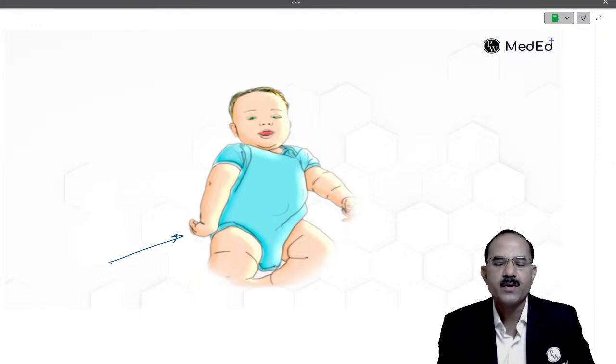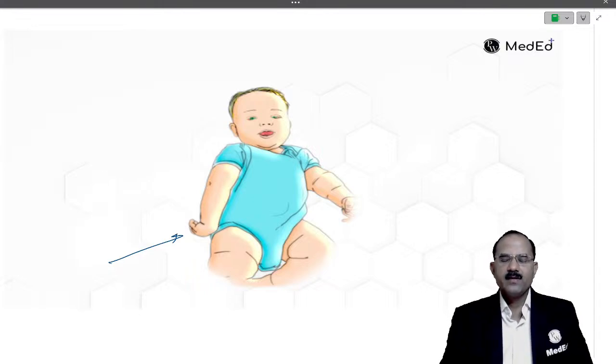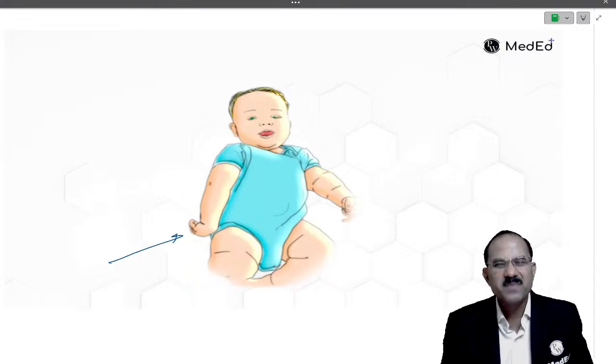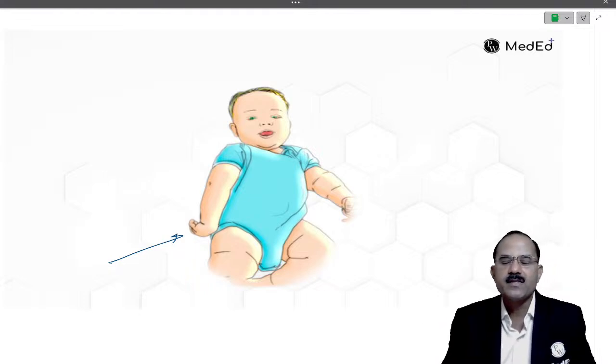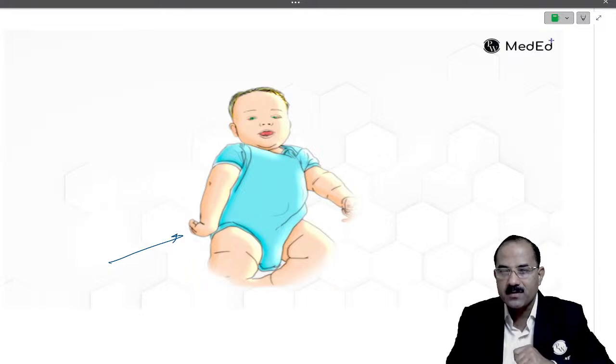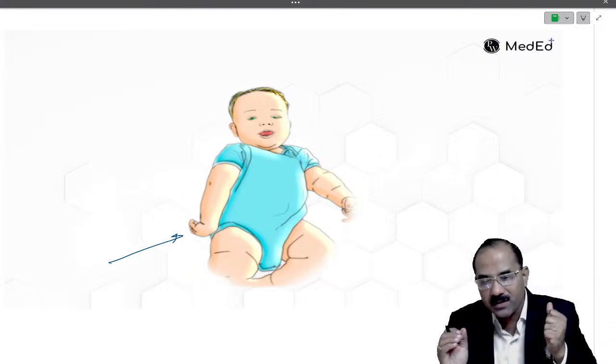What is this slide showing? Yes, Rahul, good evening. What is this slide showing? This is Erb's paralysis. Yes, Erb's paralysis, injury to the upper trunk of the brachial plexus. What are the roots involved? C5, C6 roots of the brachial plexus are involved.